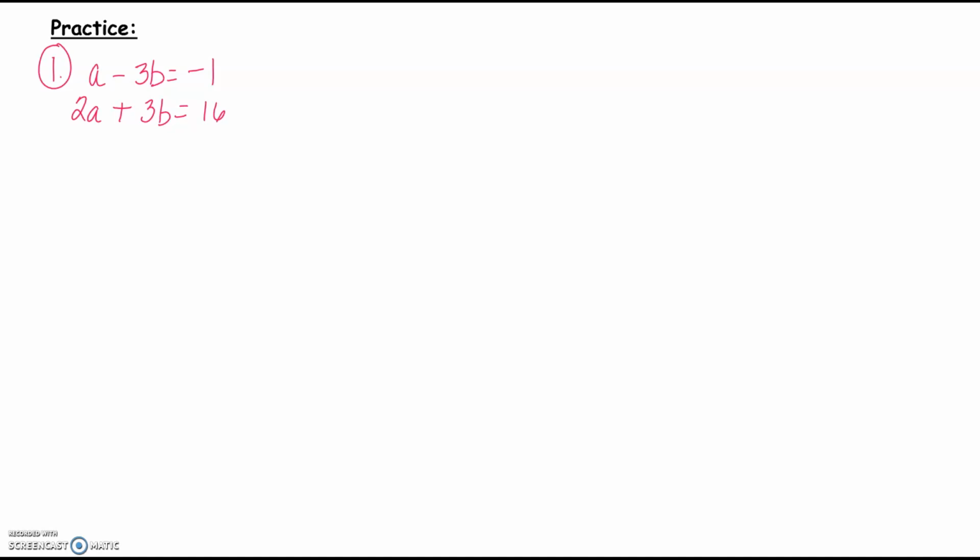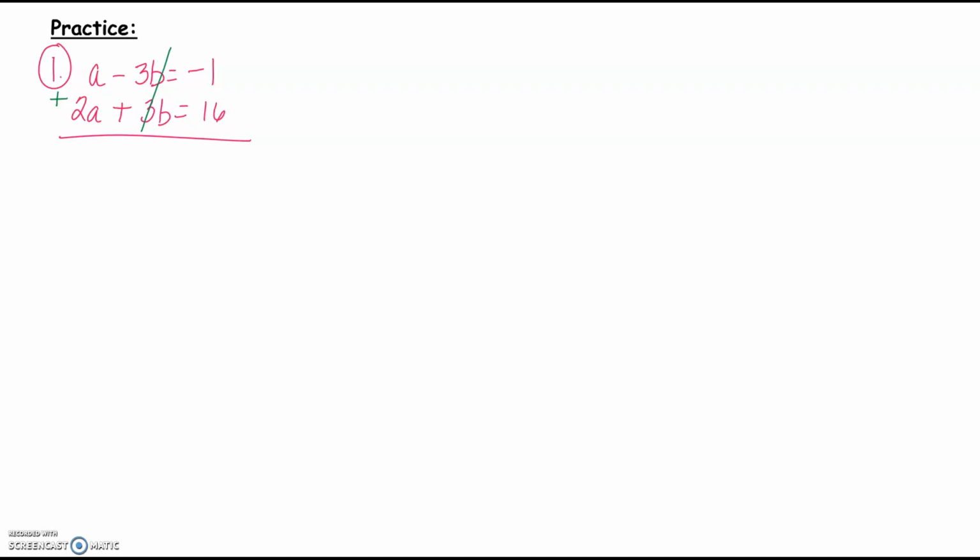So I notice in my a's that I don't have the same coefficient. The coefficients are the numbers in front, or opposite signs. But if I look at my b, I have -3 in the first equation and +3 in the second. So I'm going to be able to eliminate that. So I have to decide, will I add or subtract to eliminate that? If I have a negative and a positive, I'm going to add those, because when you add a negative and a positive, it becomes 0.